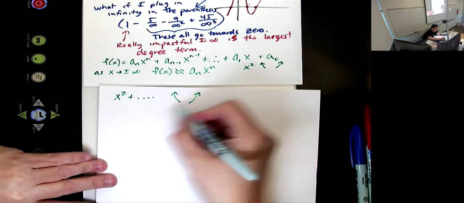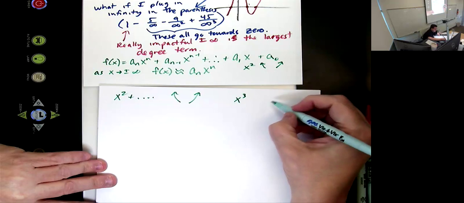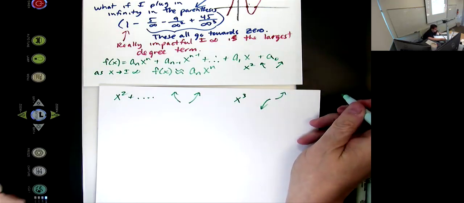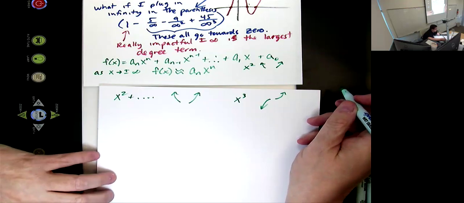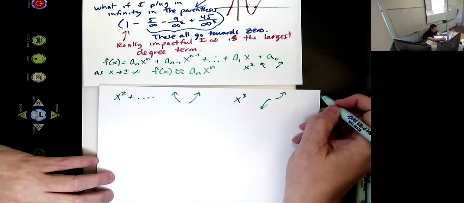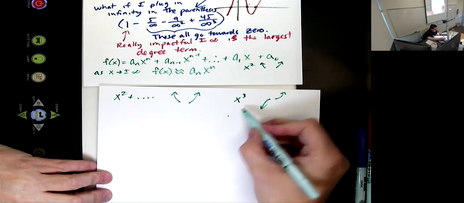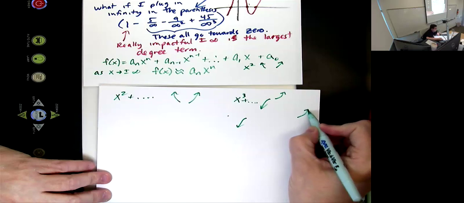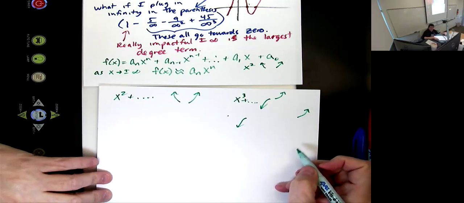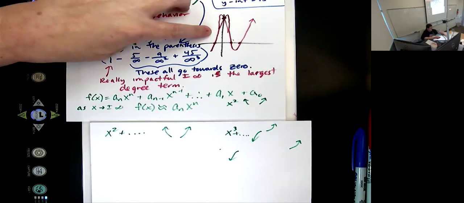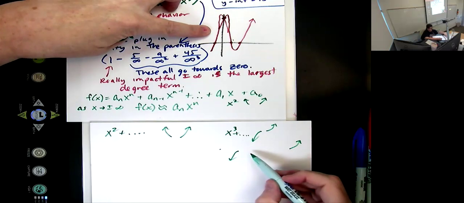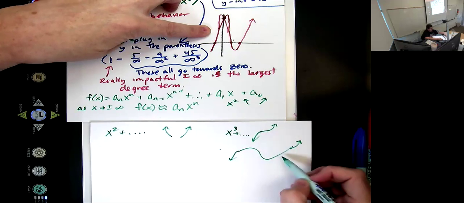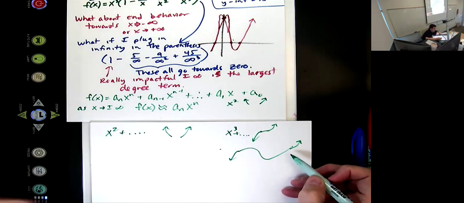X cubed does this. Like a sideways S, yeah. So anything with x cubed plus a bunch of stuff, it might be way on later, but it's going to do that. Kind of like what I drew right here. So there might be some wiggles going like that, or it might just be like that, but one of these is going to happen.